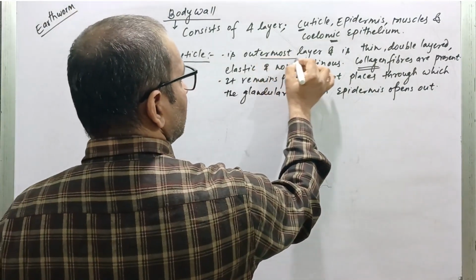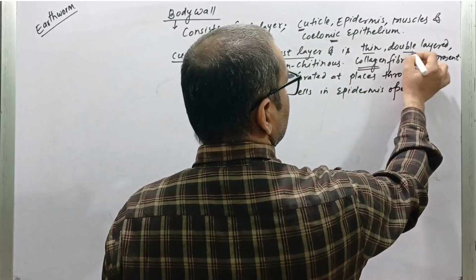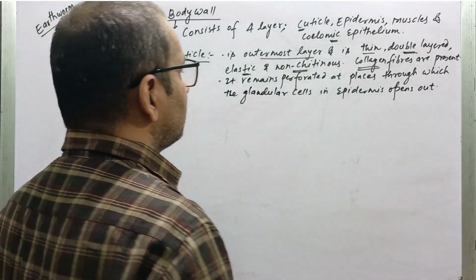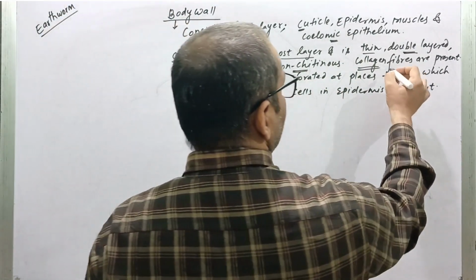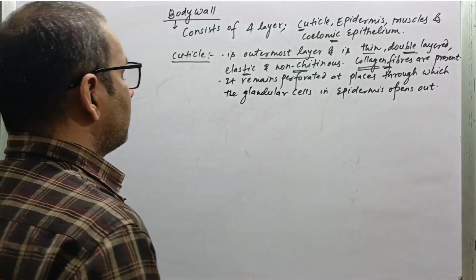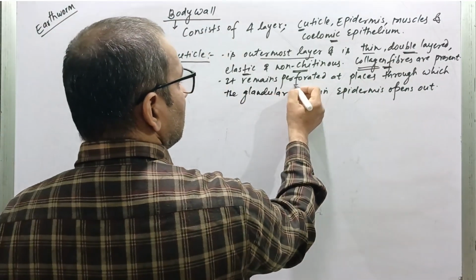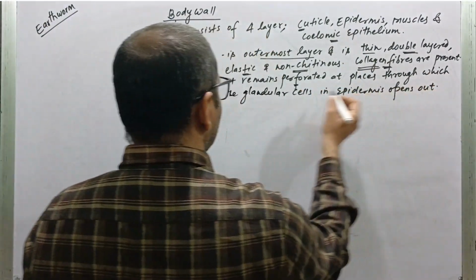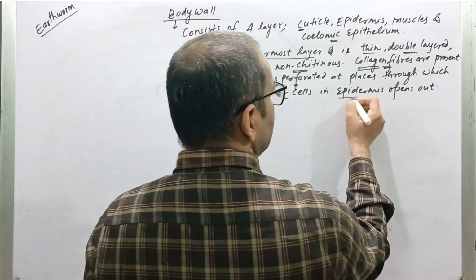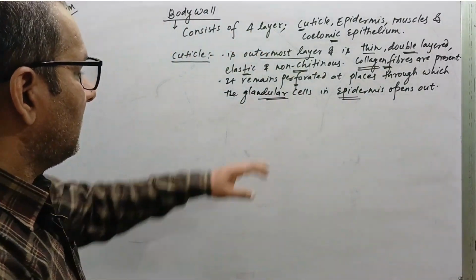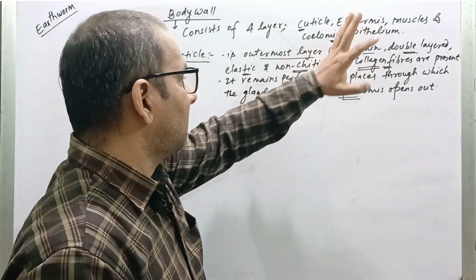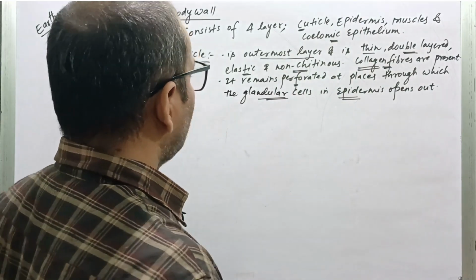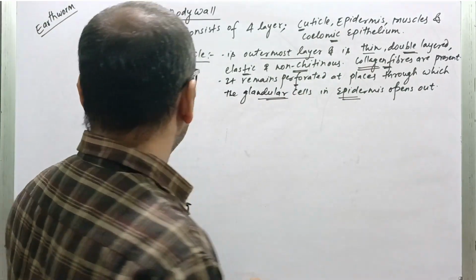It is outermost layer, it is thin, double layered, elastic and non-chitinous. That means does not contain chitin, and the elasticity is due to collagen fibers which are present in it, and it has a number of openings at intervals, or it is perforated at places, and through these openings the glandular cells which are present in the epidermis, they open out. About glandular cell we read in epidermis. 2 types of glandular cells are present, which are mucus cell and albumin cell, and they open outside through these openings. Okay, let's draw the cuticle.